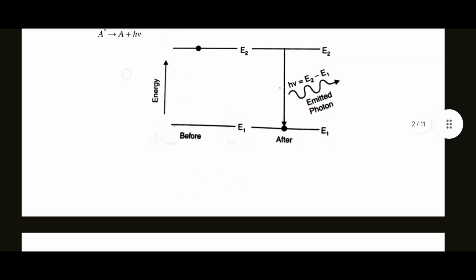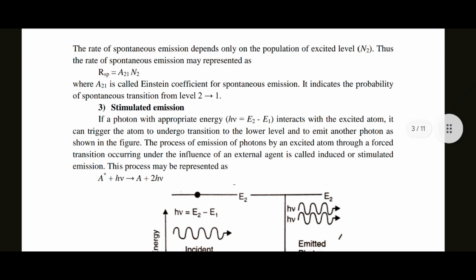The rate of spontaneous emission depends only on the population of the excited level. Thus, the rate of spontaneous emission may be expressed as R_SP is equal to A21 times N2, where A21 is called the Einstein coefficient for spontaneous emission. It indicates the probability of spontaneous transition from level 2 to level 1.